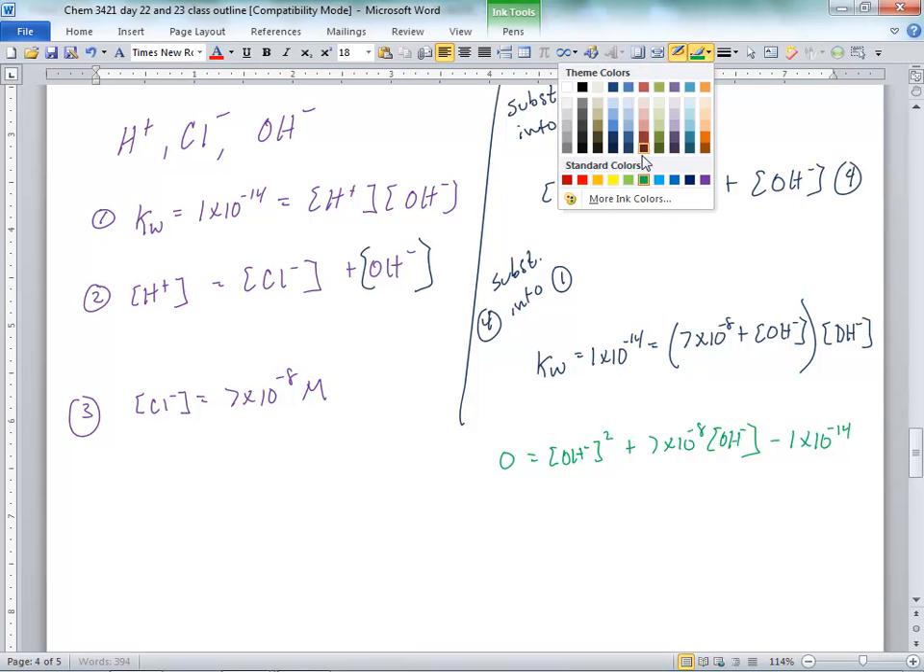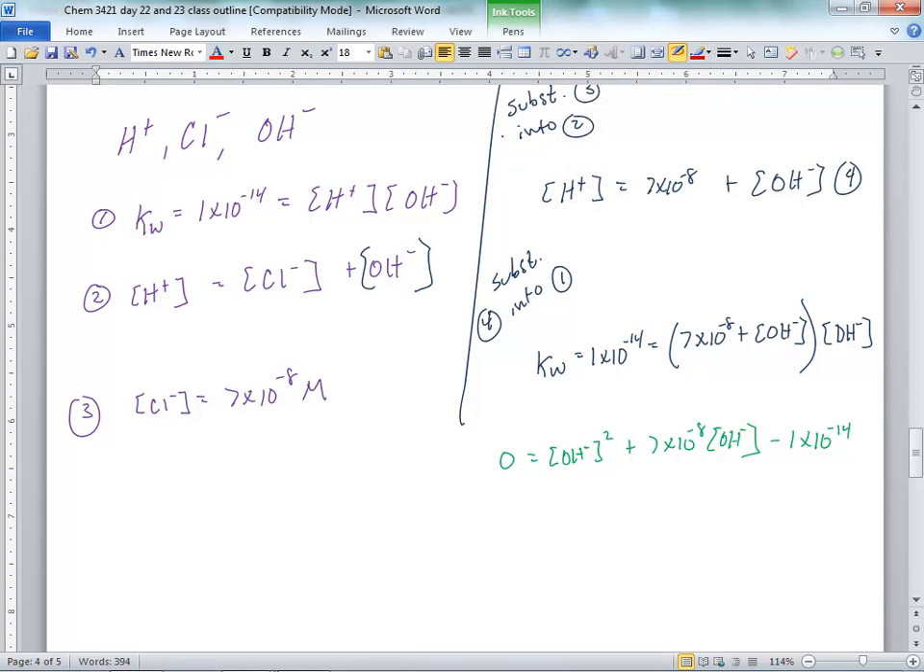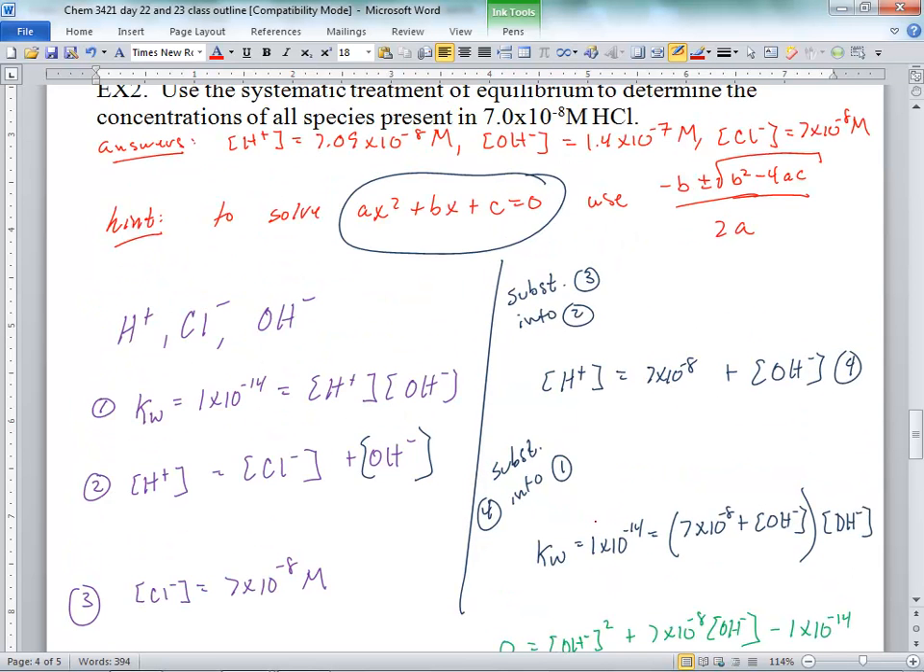Is there any particular reason why you moved the 1 times 10 negative 14 over to the other side? Oh, because it has to be in this format. 0 has to equal it. To get in the quadratic formula format, ax squared plus bx plus c has to equal 0. That's why I got to bring it over.